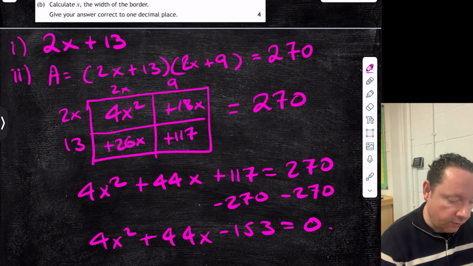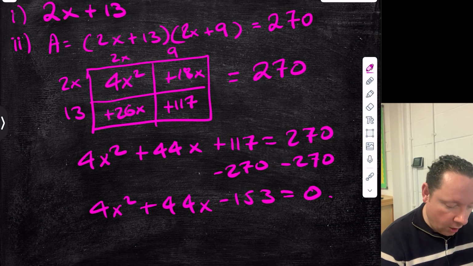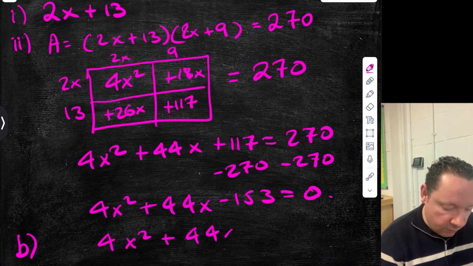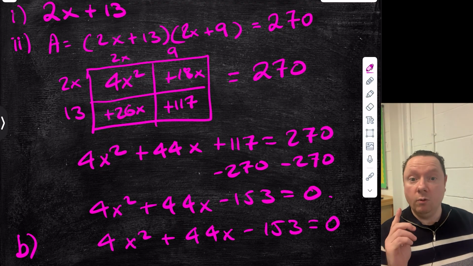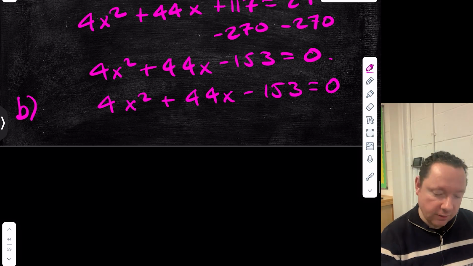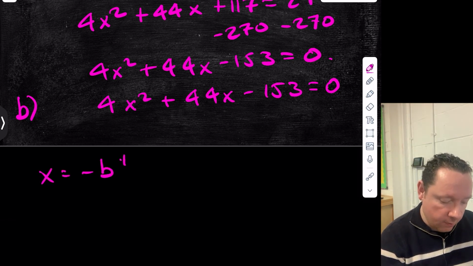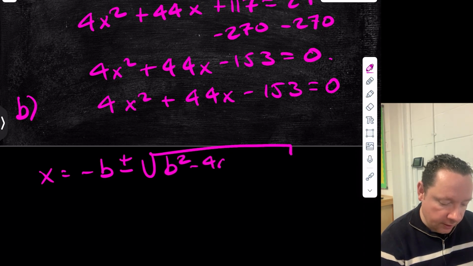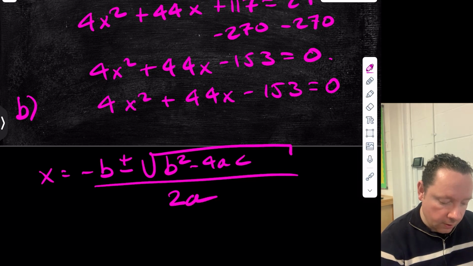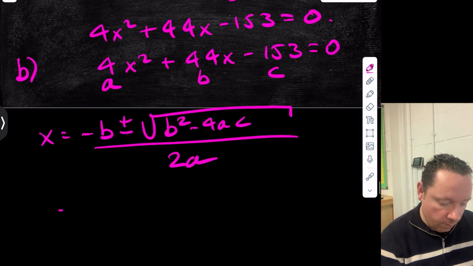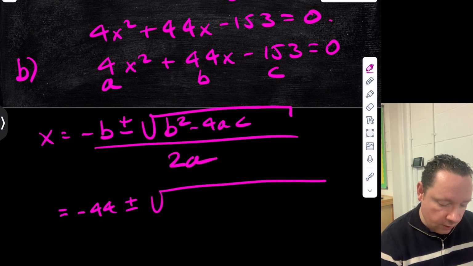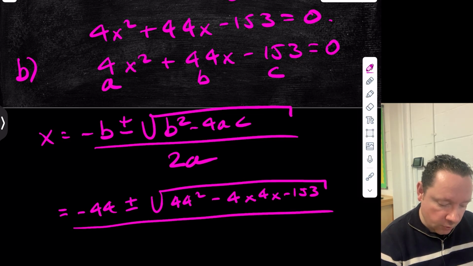Part B is a big bit. Calculate x, the width of the border. It says give your answer correct to one decimal place. So we've got a quadratic with x in it, and it equals 0, so we can just solve that quadratic. But since we have to give it to one decimal place, it's not going to factorise, so we're going to go to the start of the exam paper and use the quadratic formula. You would find that x is equal to minus b, plus or minus the square root of b squared minus 4ac, all over 2a. Now, a is 4, b is 44, and c is minus 153. So we'll just substitute in. So we've got minus 44 plus or minus the square root of 44 squared minus 4 times minus 153, all over 2a, 2 times 4.